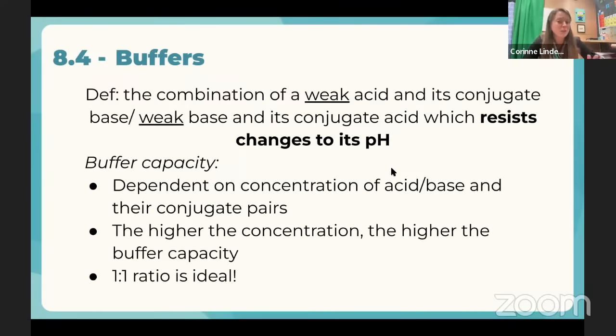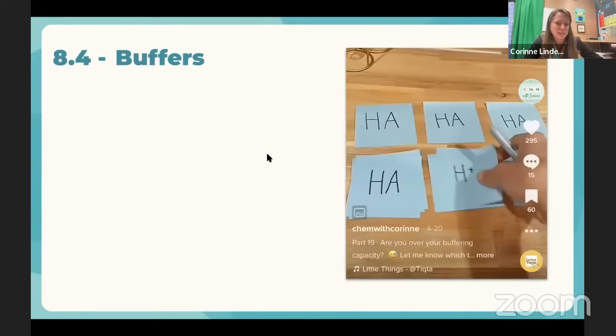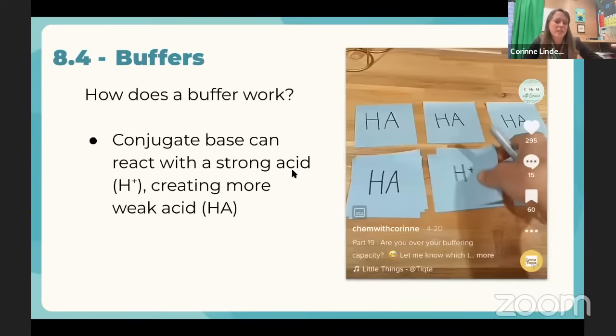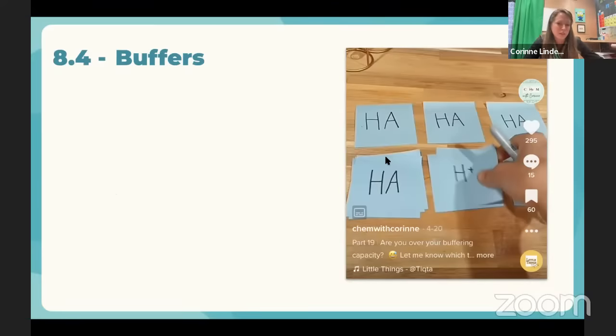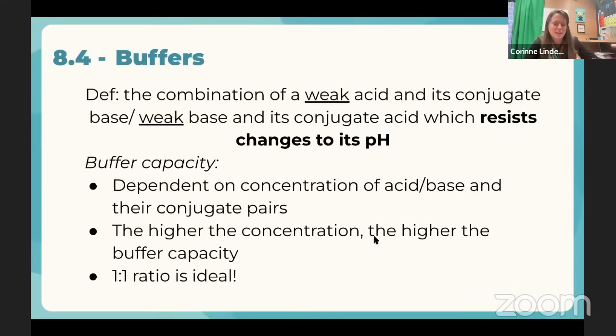I have a video on my 1 minute tutorials page to help you through this so you can visualize it. Basically the conjugate base is going to react with a strong acid, creating more of our weak acid. In this case, I had a 1-to-1 ratio of weak acid to conjugate base, so I could neutralize a set amount of each before I reach that buffer capacity. Buffer capacity is based on the concentration of the acid, base, and their conjugate pairs. The higher the concentration, the higher the buffer capacity, the more that buffer can withstand the pH before that strong acid or strong base takes over.